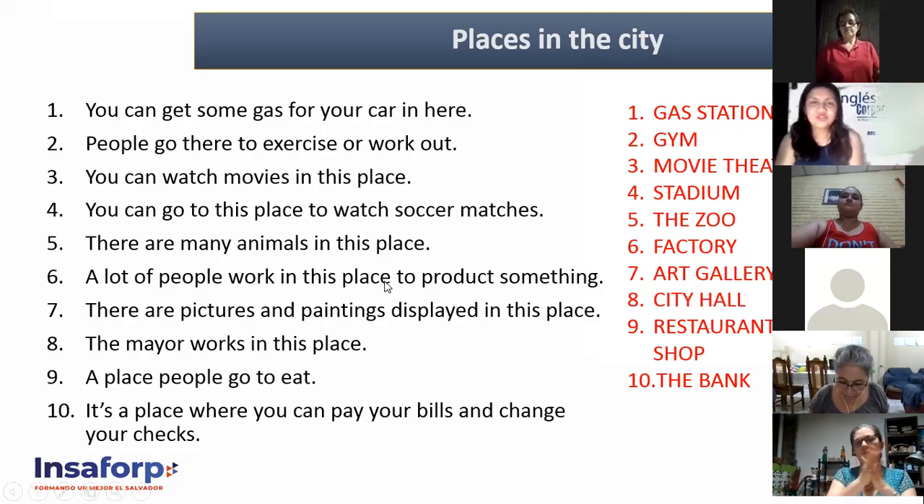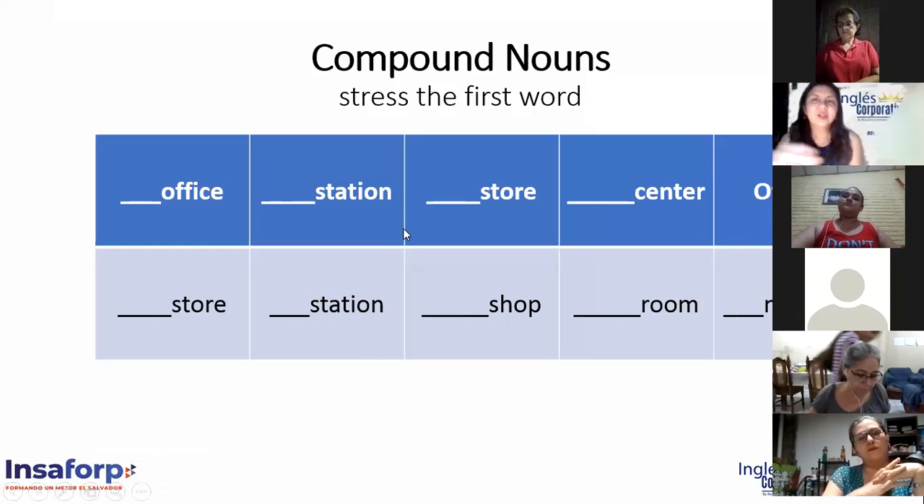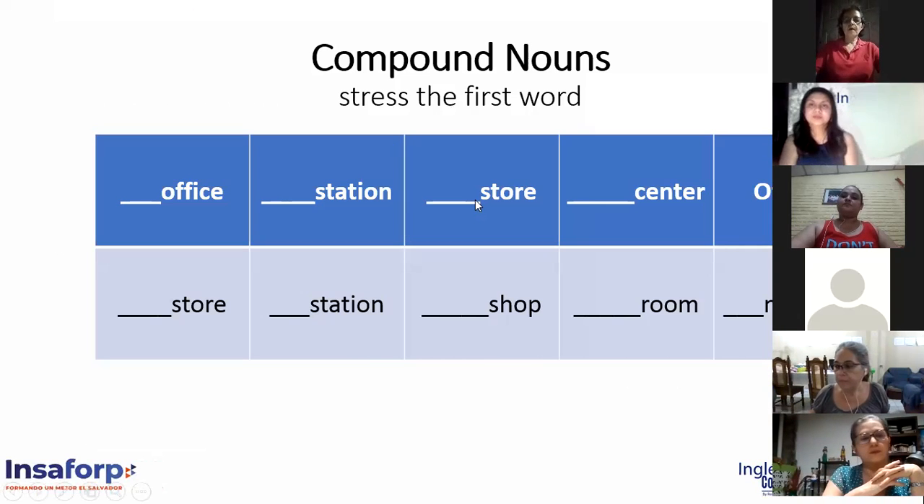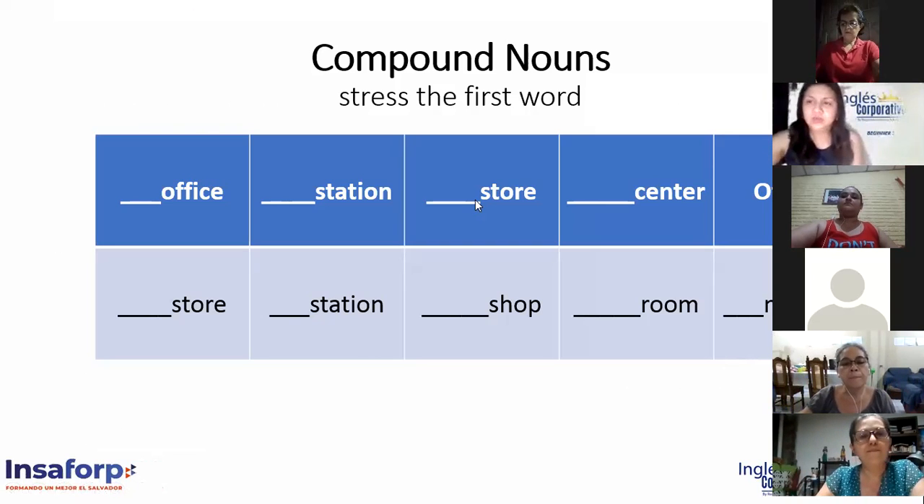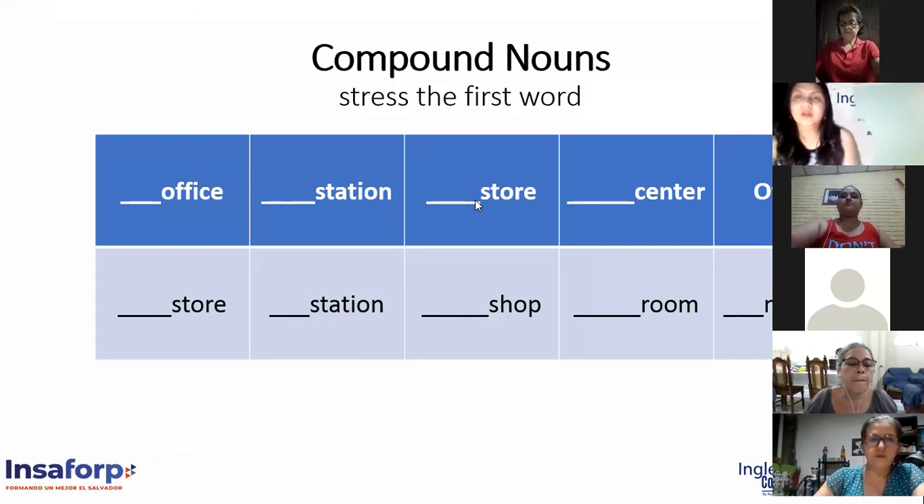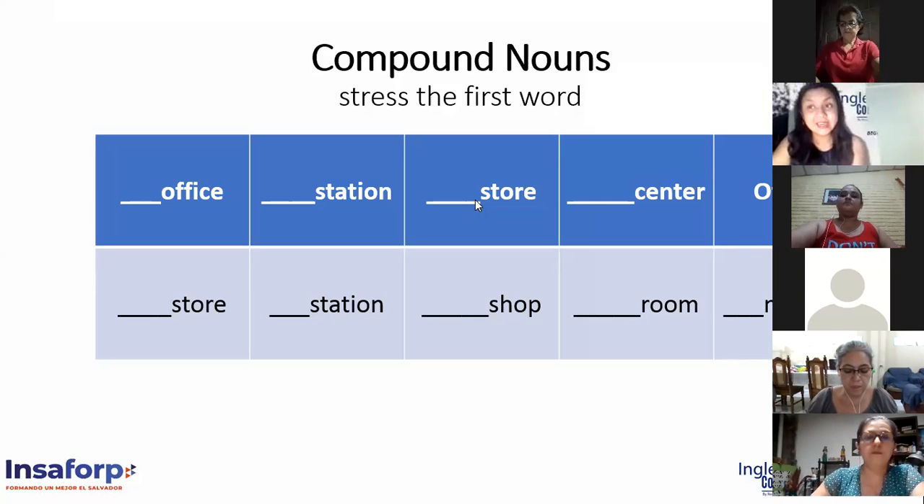So thank you so much for your participation, guys. Now you can see here compound nouns. Compound nouns are the nouns that are made of two words, nouns. For example, we were having some examples in the previous slide, like gas station, post office. Give me other examples, please. Write them in your notebook.